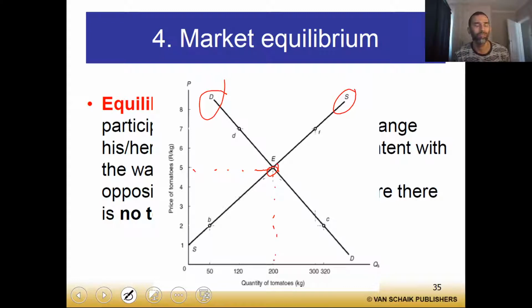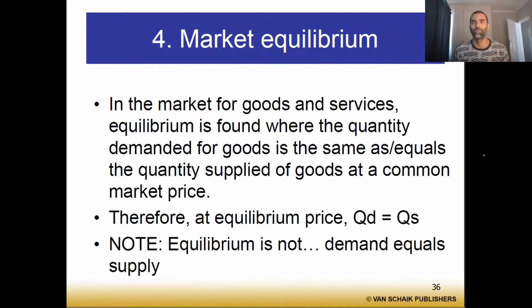So in the market, for whatever period this is being measured, the equilibrating price of tomatoes was 5 rand per kilo, and the equilibrating quantity of tomatoes demanded in the market was 200 kilograms. Another way of saying this is that equilibrium occurs when the quantity demanded equals the quantity supplied.